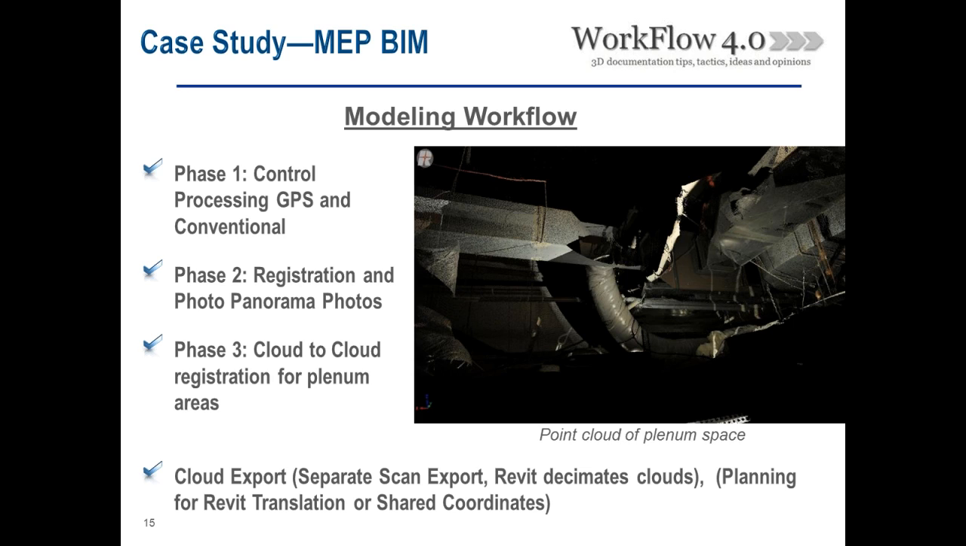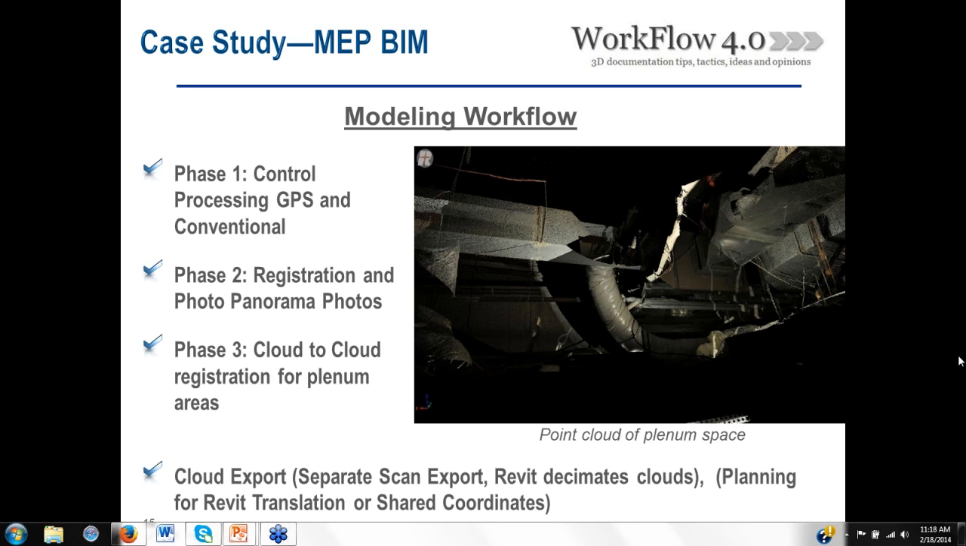So as far as the modeling workflow, phase 1 was, of course, to process our GPS and traverse control and do any adjustments that were required there. Phase 2 then will be the registration of the point cloud data to the finalized control network. And then we made our panoramic photos at that point and put coordinate values on them so that they could be hyperlinked into the Revit model.